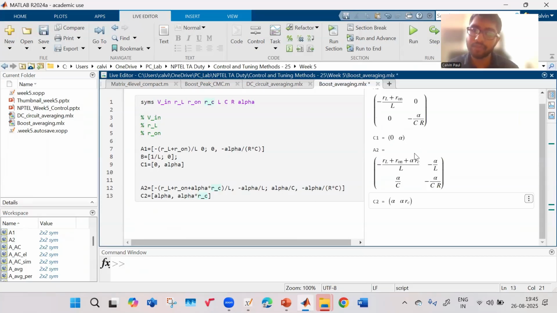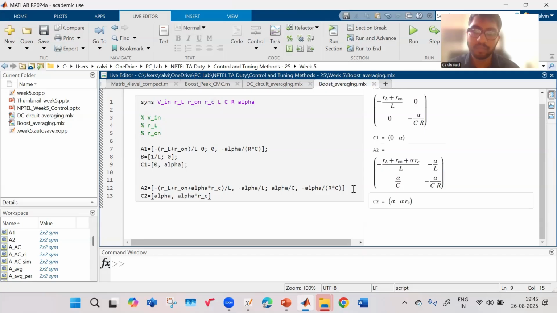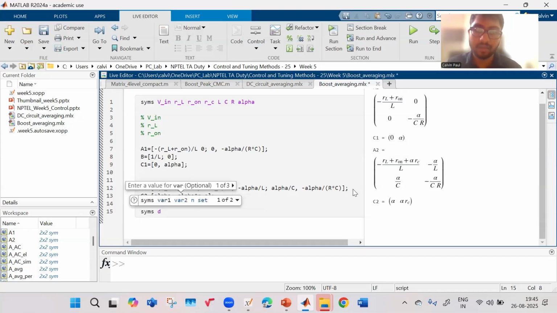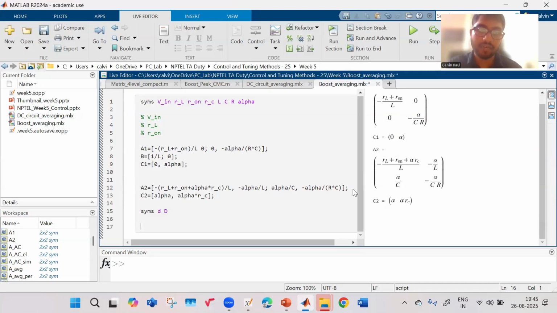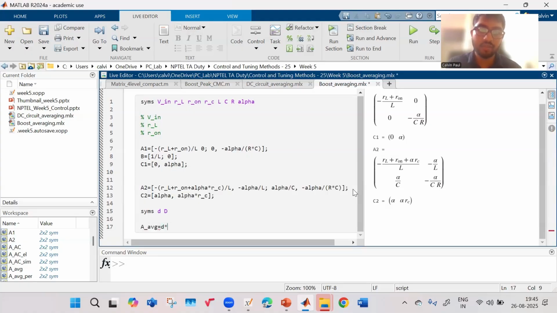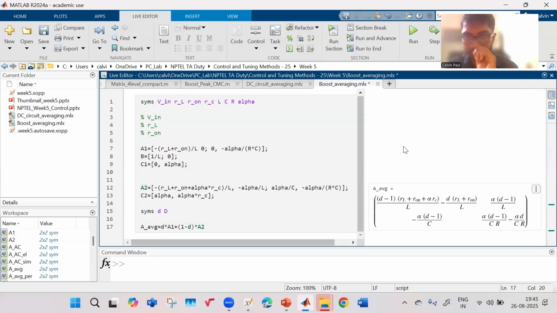So we got C1, C2, A1, A2, all of them are fine. So let me parameterize them. Let me comment them. Now we'll take symbols D, capital D, etc. So let us say our A average, that is our D into A1 plus 1 minus D into A2. So let us run that. So this is our overall averaged expression, which we have got.